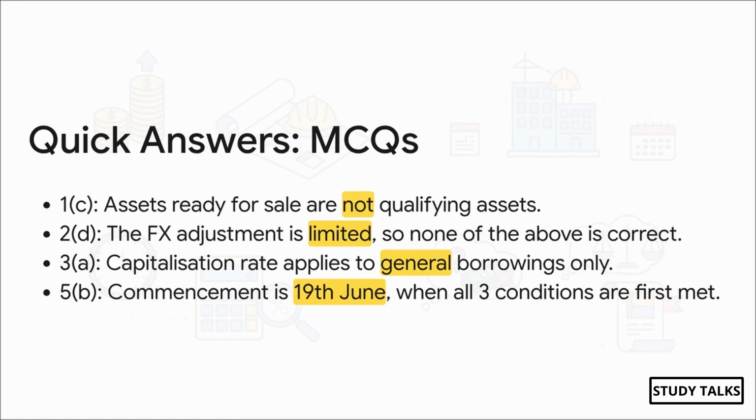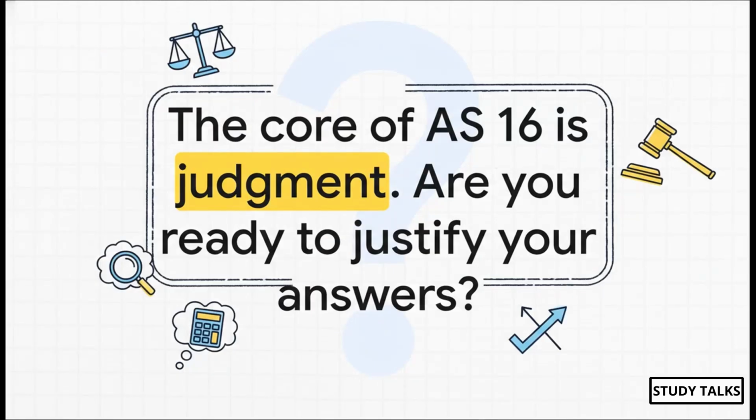Number 4 is a great one that links AS16 and AS2. After capitalizing interest, the inventory cost is 52,000, but its net realizable value is only 45,000. AS2 says you value inventory at cost or NRV, whichever is lower. So the inventory has to be valued at 45,000, meaning you could only effectively capitalize 5,000 of the interest. And finally, number 5, commencement starts on the 19th of June, because that's the date when the third and final condition was finally met.